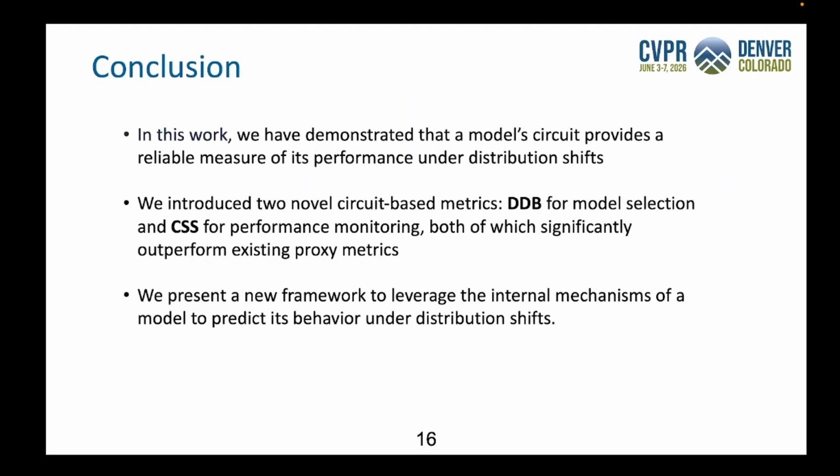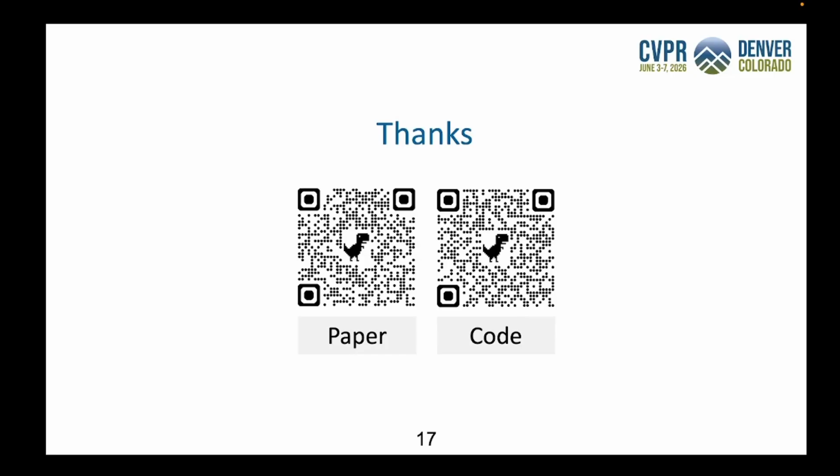In conclusion, we demonstrate that a model's internal circuit structure provides a reliable signal for estimating its performance under distribution shift. We introduced two circuit-based metrics, DDB for pre-deployment model selection and CSS for post-deployment model performance monitoring. Both metrics substantially outperform existing proxy metrics. Together, these results establish a new framework for leveraging a model's internal mechanism to predict its behavior on distribution shift. That's all. Thank you.